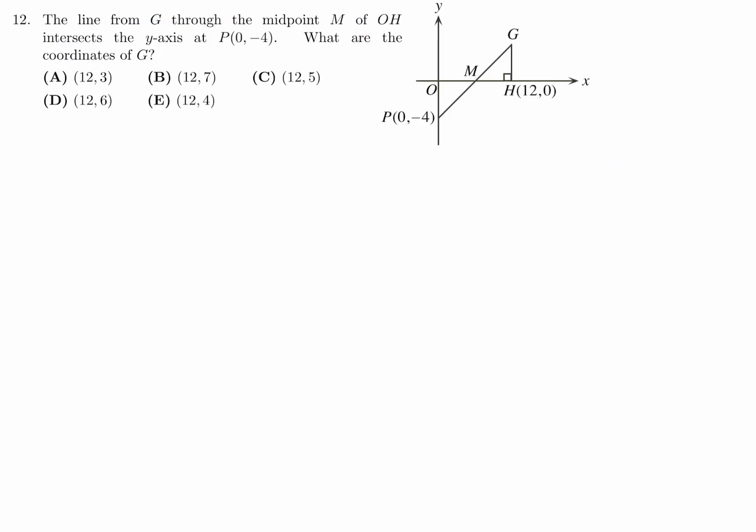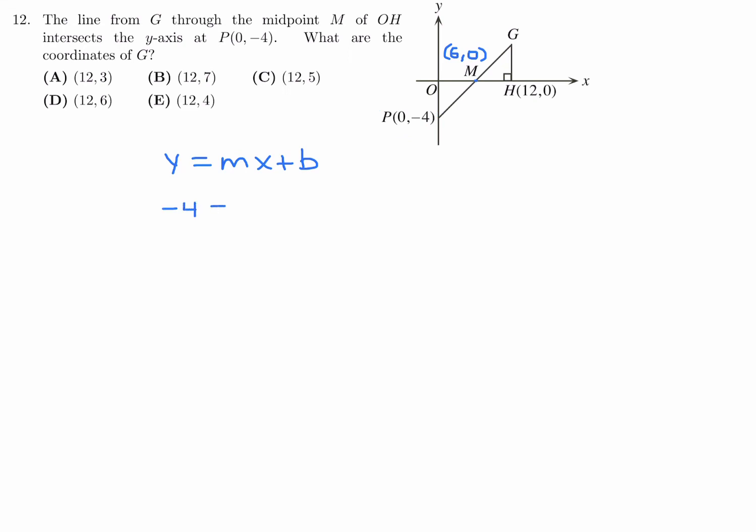The line from G through the midpoint M of OH intersects the y-axis at P(0, -4). What are the coordinates of G? Well, like any line, it'll be of the form y is equal to mx plus b. And if M is the midpoint of OH, it has the coordinates 6, 0. So we've got this line, and we've got 2 points, so we can figure out the equation of that line pretty quickly. First, let's plug in that point.